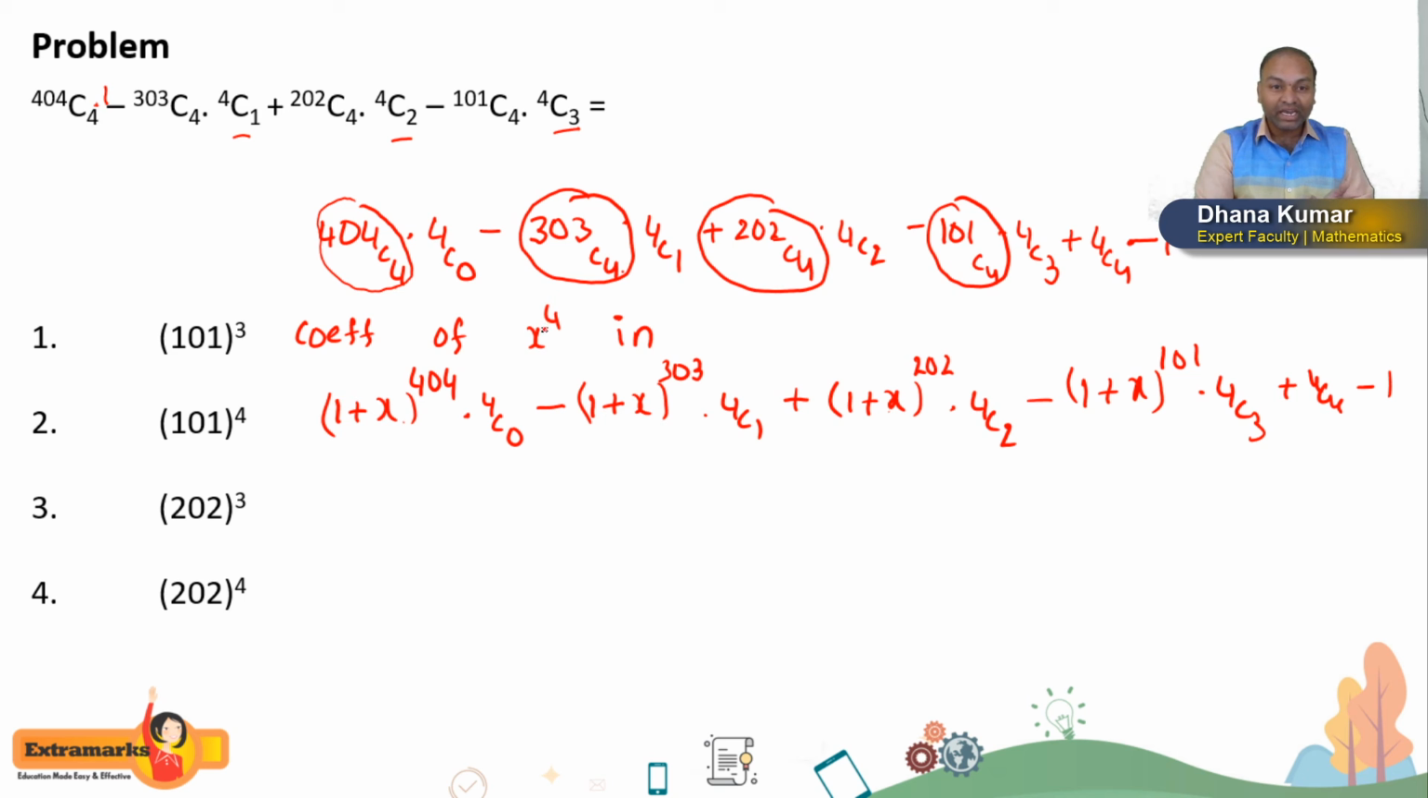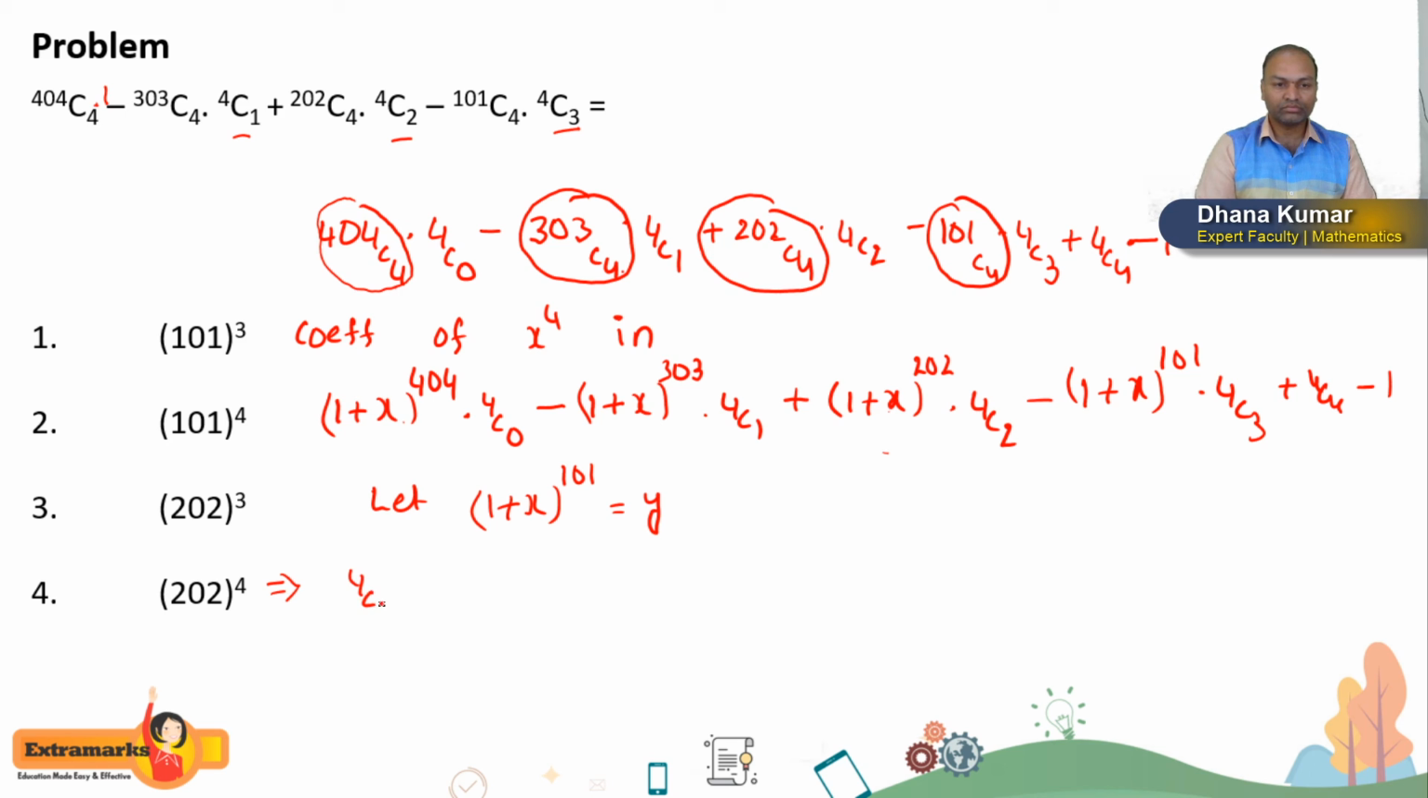202 C x power value and lower suffix same. 202 C4. Here 101 C4. Satisfies or not? Satisfies. Right. For our convenience, just you observe this one. I am assuming (1 plus x) whole power 101 is equal to some y. Okay. Automatically this equation will reduce to like this.